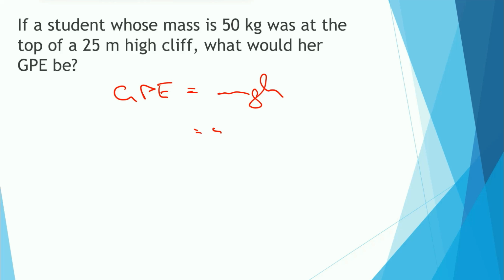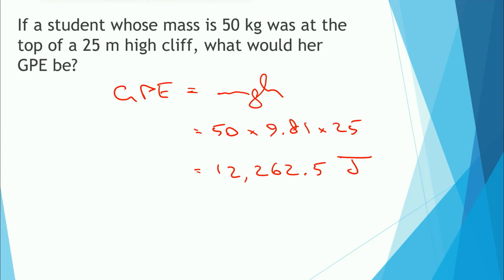So the mass is 50, we know gravity on Earth is 9.81, and the height is 25, and we do this calculation, we come out at 12,262.5 joules of energy, no rounding, there we go. So that's just a very quick example of how we use the formula for calculating GPE, the gravitational potential energy.